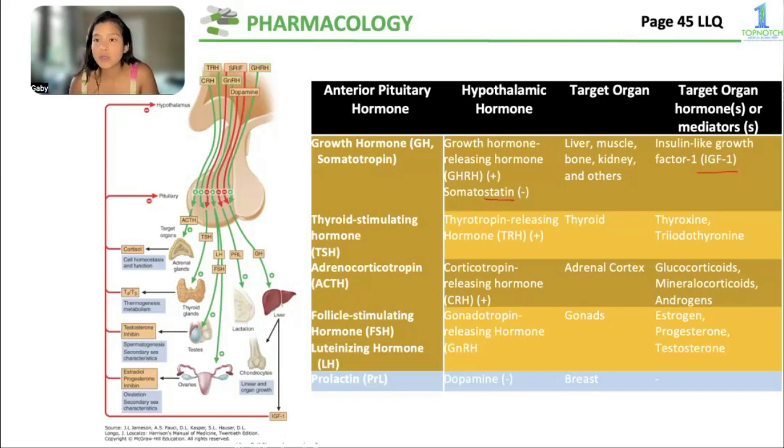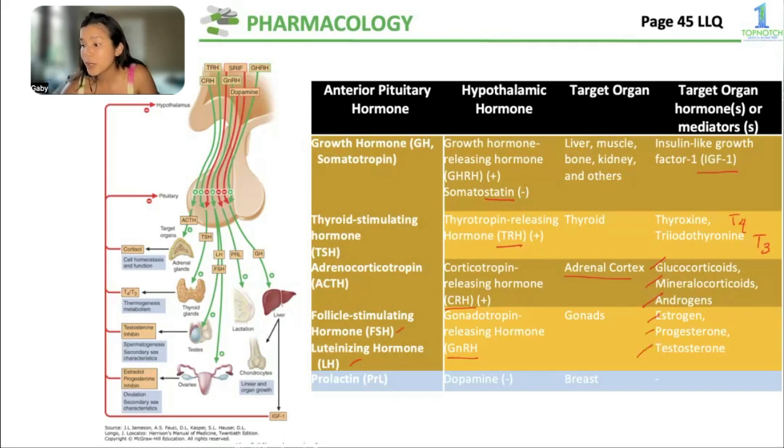Your TSH is released because of the hypothalamic peptide TRH or thyrotropin-releasing hormone. It, of course, targets the thyroid to release thyroxine or T4 and triiodothyronine or T3. You have your ACTH or adrenocorticotropin, which is triggered by CRH from the hypothalamus or corticotropin-releasing hormone. This targets your adrenal cortex to synthesize your glucocorticoids, your mineralocorticoids, and your androgens. We have your FSH and LH, which are triggered by your GnRH. They, of course, target the gonads, your ovaries, and your testes to produce estrogen, progesterone, and testosterone.